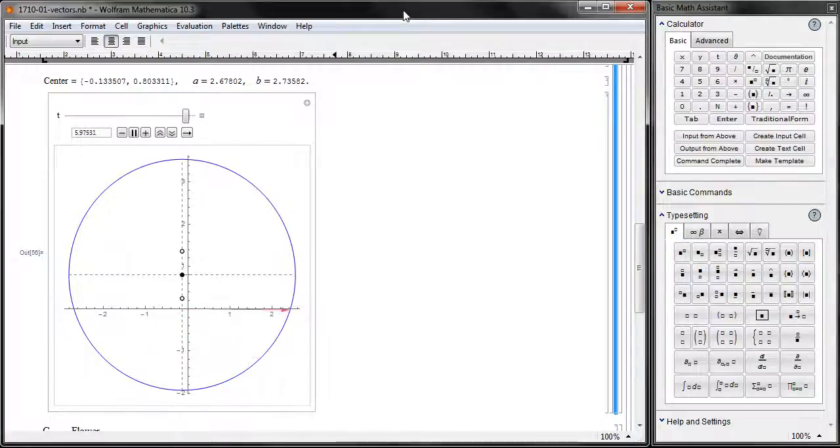And the student who remembers analytic geometry will recognize that these 2 points are the foci of this ellipse.